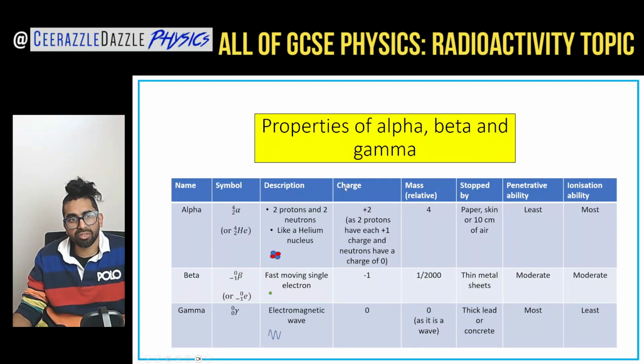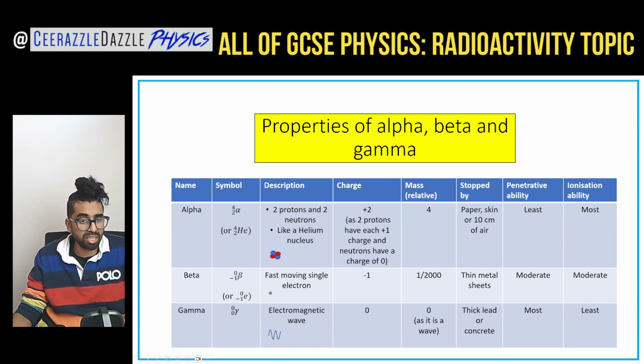Properties of alpha, beta and gamma. So this table you should hopefully memorize that we've got alpha, beta and gamma over here, and I've got the symbols of them. Alpha 4,2, description of alpha particles, 2 protons and 2 neutrons, like a helium nucleus. The charge is +2, why? It has 2 protons. Relative mass is 4 because there are 2 protons and 2 neutrons. Each one of them is worth 1. It is stopped by 10 centimeters of air, okay? And it's the least penetrative, but it is the most ionizing. I'm going to come across these 2 bits later on, so don't worry.